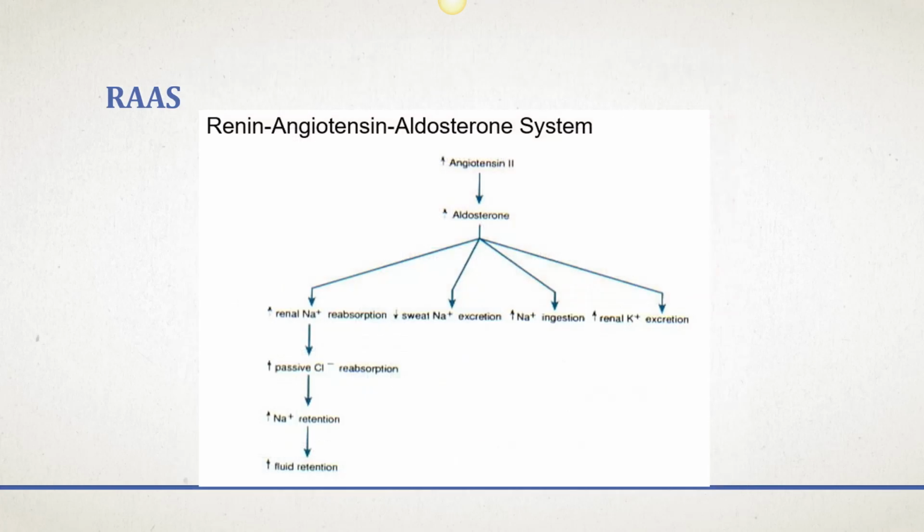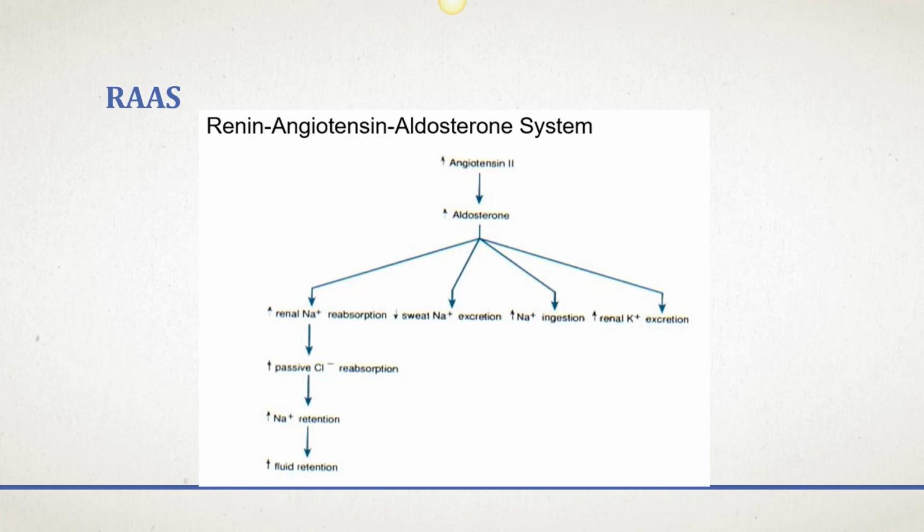So I'll talk a little bit about the RAS system. This is a review from the endocrine system when we talked about this previously. The renin-angiotensin-aldosterone system is in response to elevated blood pressure. Renin is released by the kidney, and renin will be converted to angiotensin 1, and then angiotensin 1 will be converted to angiotensin 2, and angiotensin 2 directly stimulates the release of aldosterone.